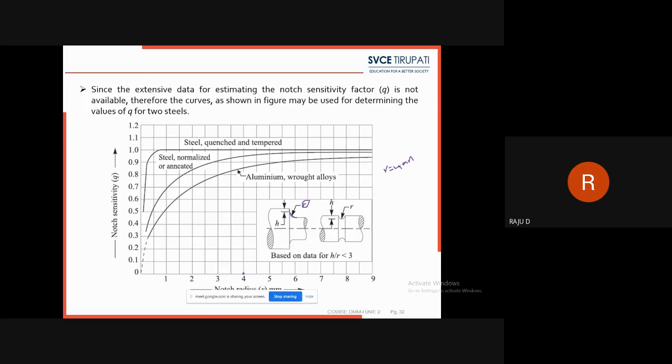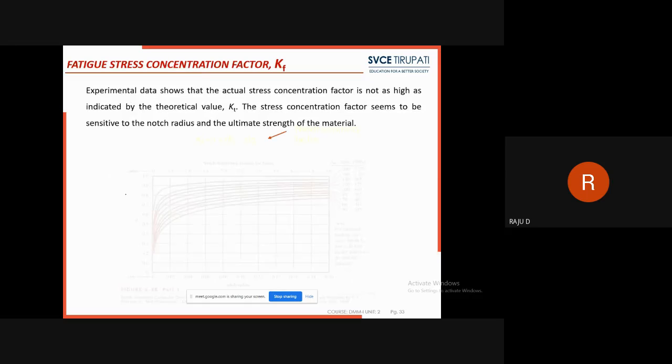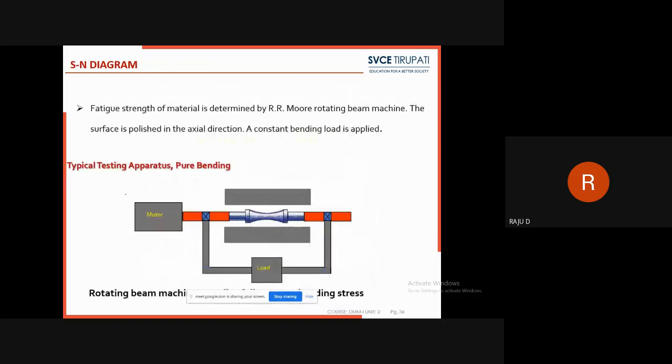From this, draw one straight line to where it touches the graph for aluminum. Here, draw one straight line. So this is called the q value. If they give any radius value, from this graph we have to calculate the q value. Like that you find out the notch value. Next, I think that's all, we don't have anything more necessary.